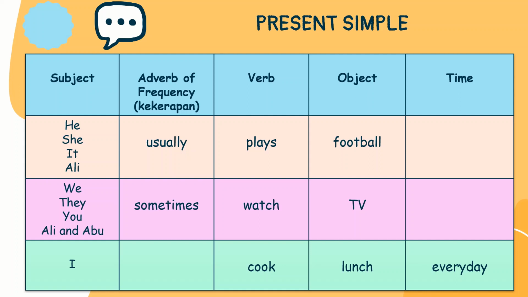Third group, I want to use time now. So the time I use is every day. So I don't use adverb of frequency. Kita guna salah satu. So kalau kita guna time every day, kita tak perlu guna frequency lagi. So I cook lunch every day.